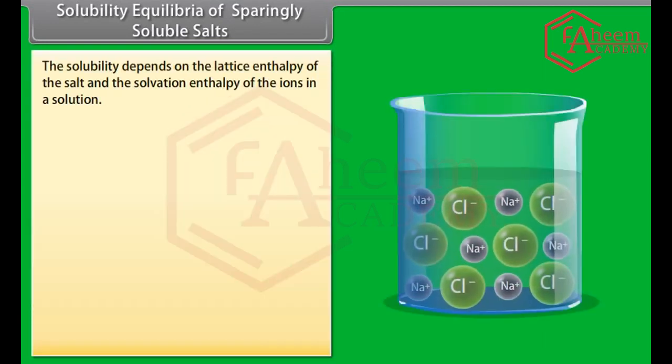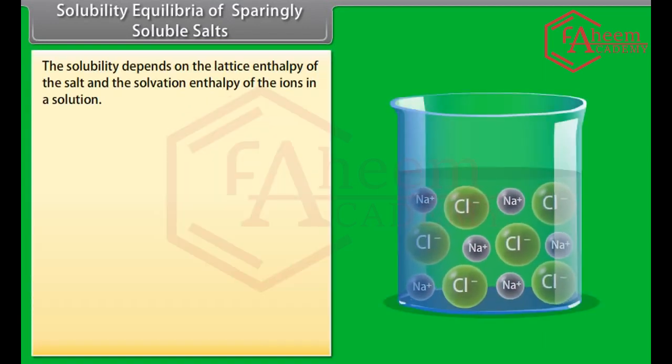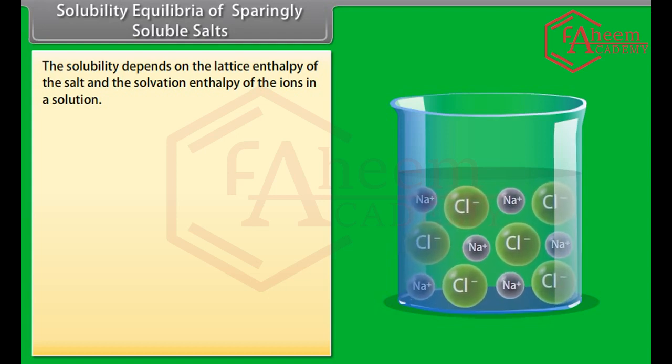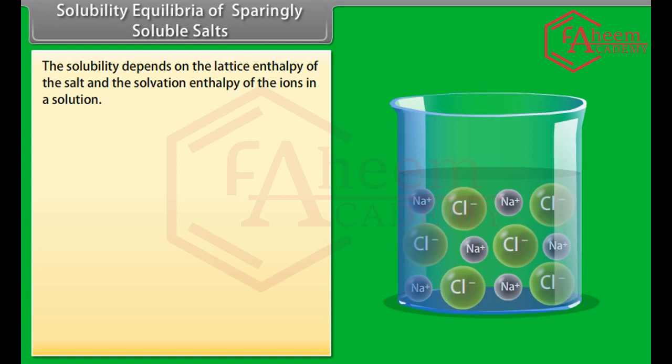Solubility equilibria of sparingly soluble salts. The solubility depends on the lattice enthalpy of the salt and the solvation enthalpy of the ions in a solution.